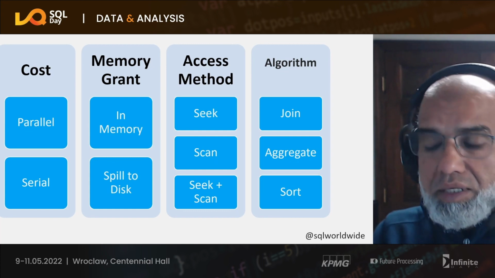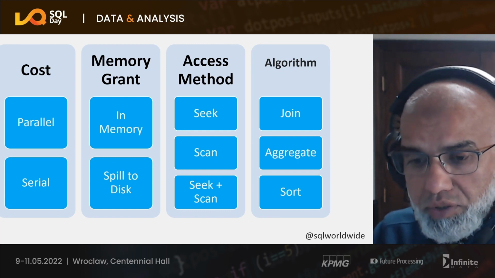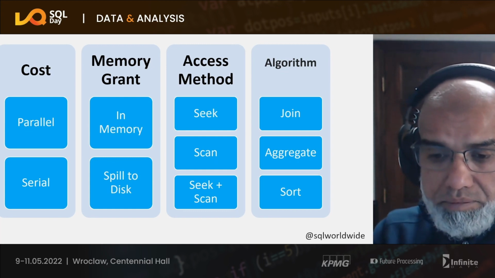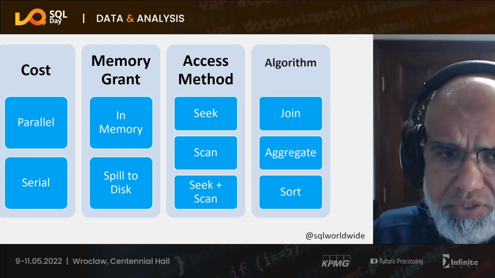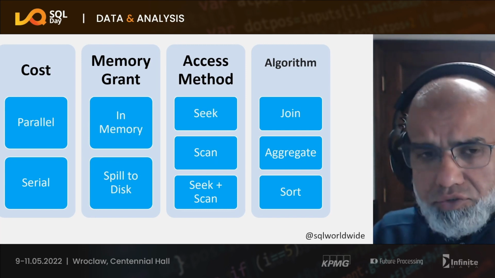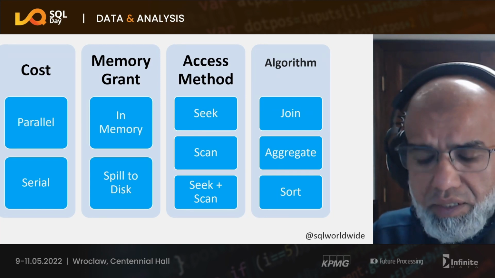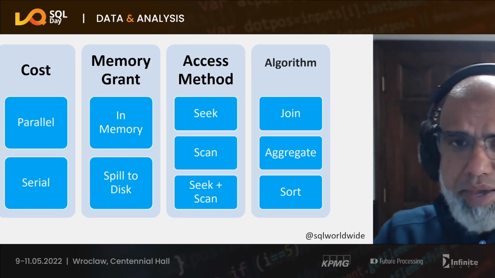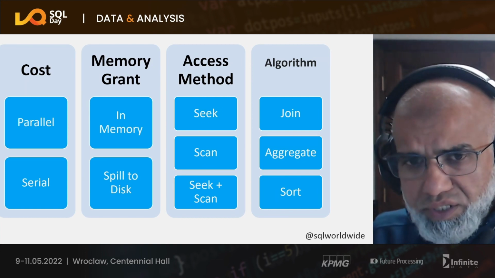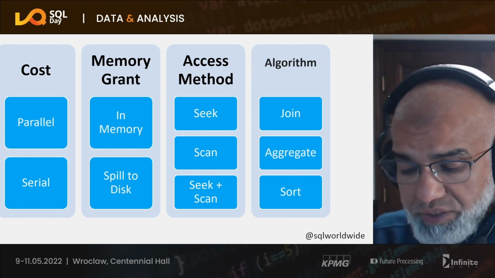If you give less, then you do not have enough memory to sort your data set in the memory that was allocated. Now you're going to spill to the disk. So now you're talking about microsecond versus millisecond. You have to write it to the disk, sort it there, and read it back. And there is access method, like do we do a seek, do we do a scan, or do we do a seek plus a scan?